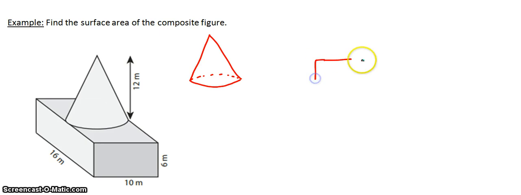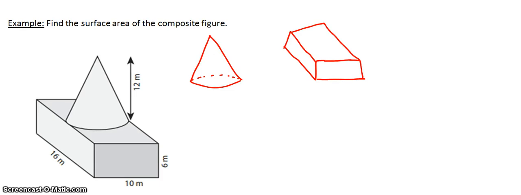So the front base here is a rectangle. And then the sides are rectangles as well, because it's a rectangular prism. I'm going to do my best to draw what I see here. Looks something like that. Okay, it's not perfect, but you get the idea.